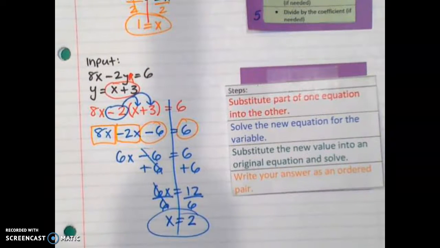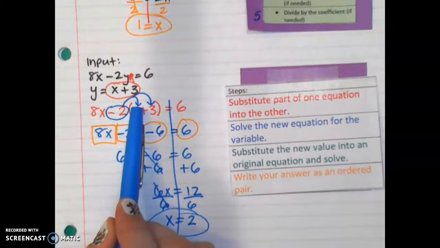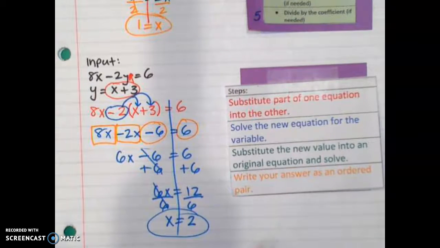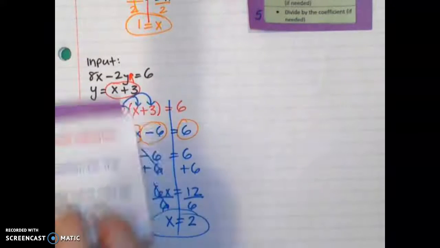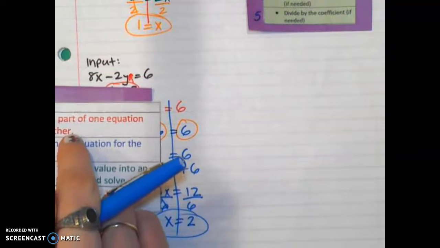Alright, so this is all. The only new part from today was how we put y into the other equation. The rest of this is all the same. So we just solved for x, and now we're going to substitute the new value into an original equation and solve. So that is the green stuff here.